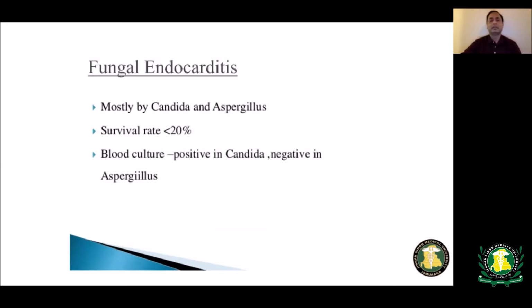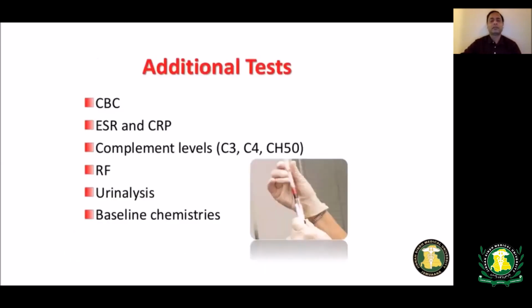Fungal endocarditis happens in immunocompromised people. Candida and Aspergillus are the common causes. It usually happens in people who have underlying immunocompromised conditions such as malignancy, or who have advanced-stage hepatitis B or HIV. So besides the blood culture, what other tests can we do to diagnose the patient with endocarditis?